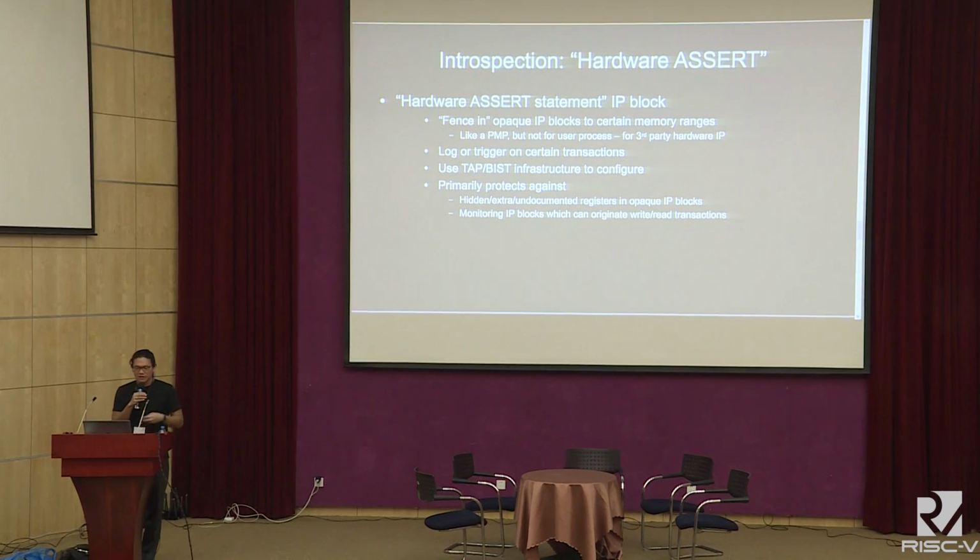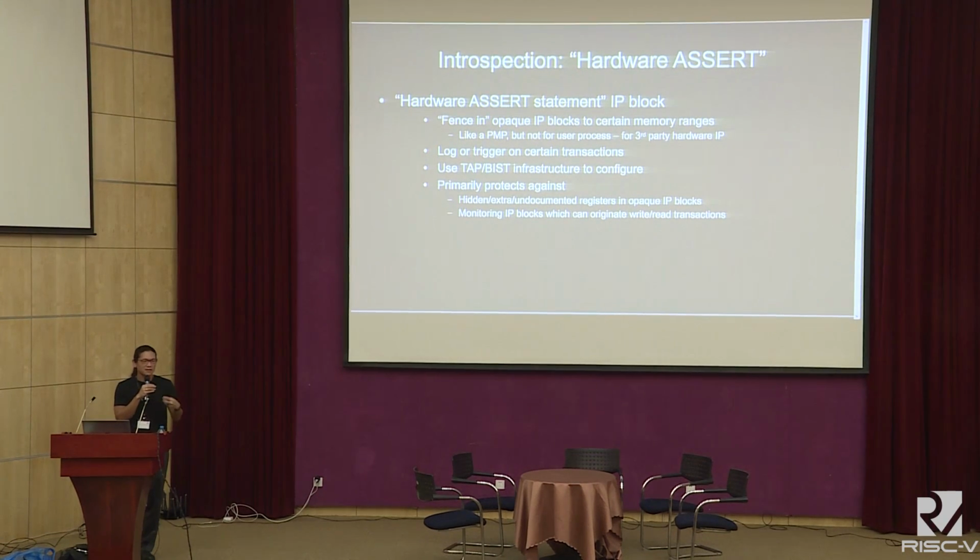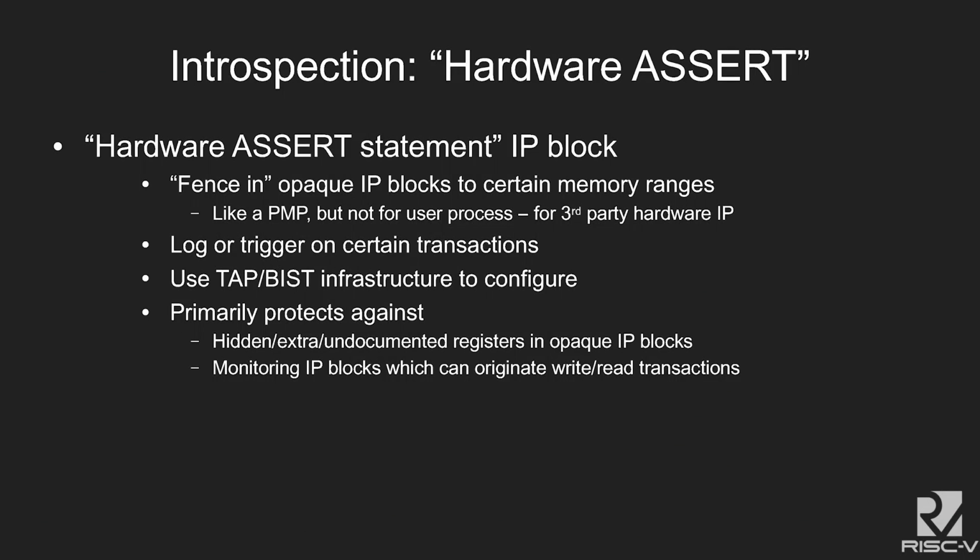You can wrap it around the IP so that it can log or trigger on certain transactions. Ideally, you would use something like a TAP or BIST to configure it, because if you're relying on all this other infrastructure to confirm that this assert block is working well, then you could have other exploits there. You want something very simple, like a serial scan chain, to check on that. The main thing this protects against is extra and undocumented registers inside IP blocks, and IP blocks that can be programmed to originate DMA requests to blast pieces of memory.